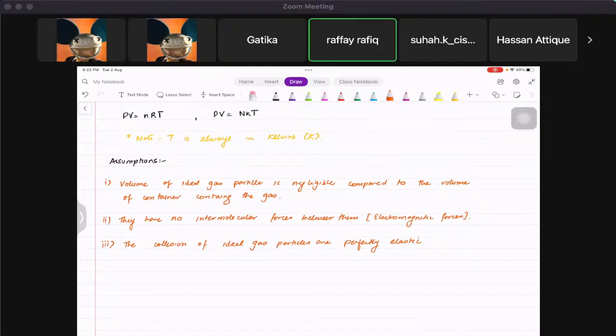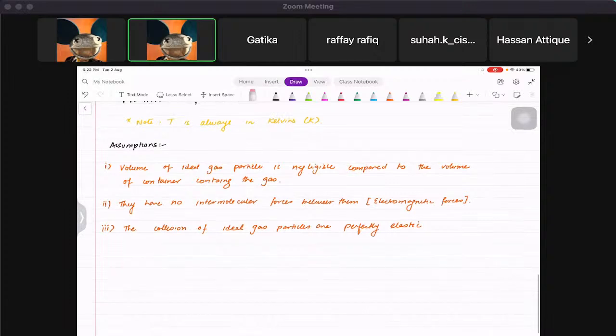Anyone? No energy is lost. That's not correct. Which kind of energy is not lost? Kinetic. Kinetic energy, you're right. The kinetic energy before and after the collision is the same. Right, that's correct.